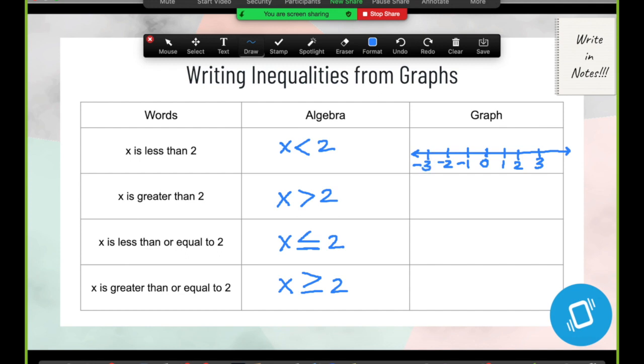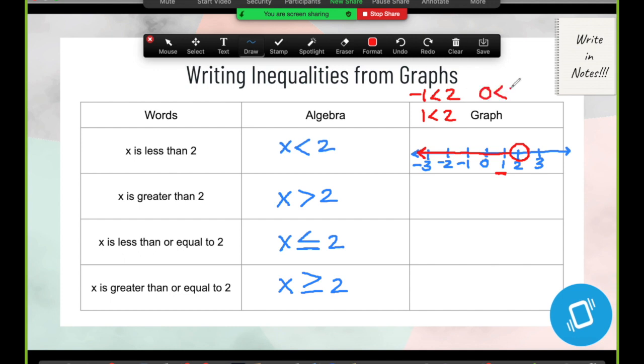So we start at 2, and because it's not equal to 2, because we don't have that line saying that it is, we're going to leave, let me use a different color, we're going to leave the 2 empty. Because we're not saying that it is equal to 2, we're just saying it's less than 2. And because it's less than, that means that we're going to draw an arrow to the left, because then we're saying that 1 is less than 2, because 1 is part of that connecting to that arrow. Another one is -1 is less than 2. And all of these are true statements.